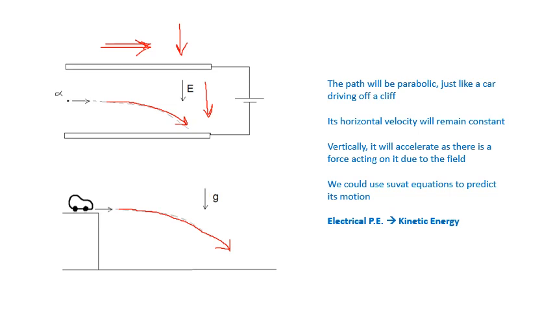And you can treat it just like you would a projectile and use your SUVAT equations to work out things, velocities and stuff like that, displacements. The energy transfer is electrical potential energy will go to kinetic energy. Obviously with the car, its gravitational potential energy would go to kinetic energy.